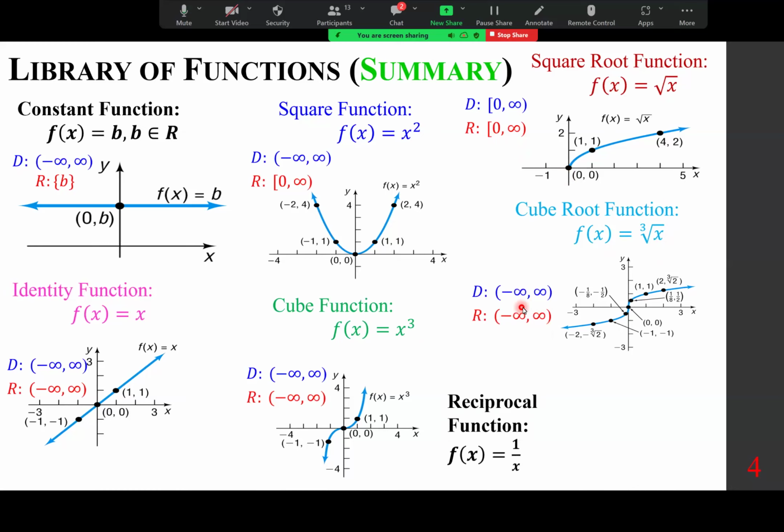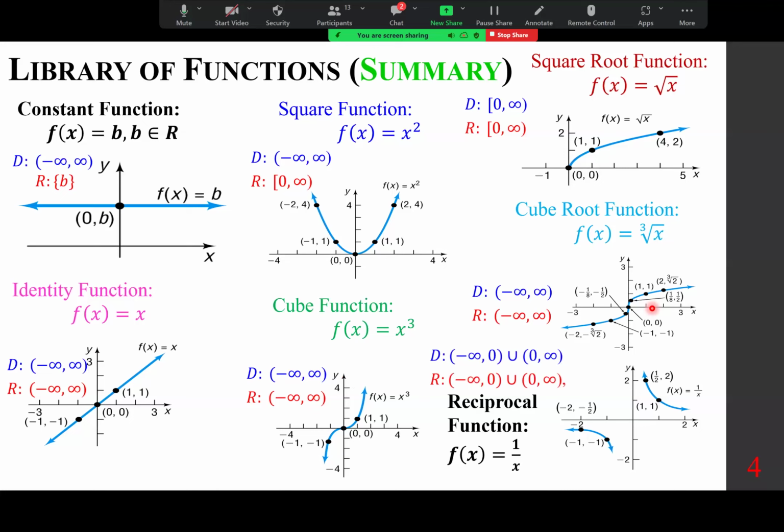The reciprocal function, f of x equals 1 over x, looking like that, it covers everything along the x-axis except the 0, because we have a vertical asymptote as well as a horizontal asymptote. We discuss it further later on. And it doesn't cover 0. The same thing for the y. So in both cases, all real numbers except 0.